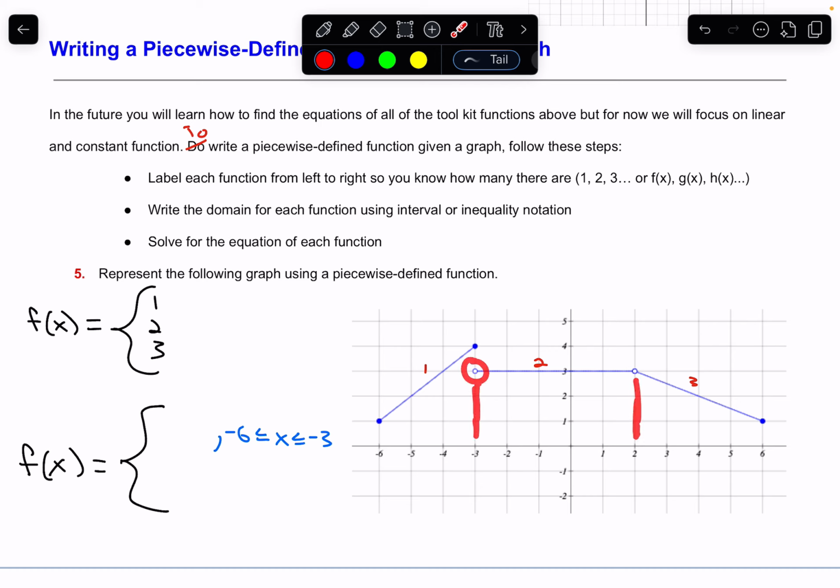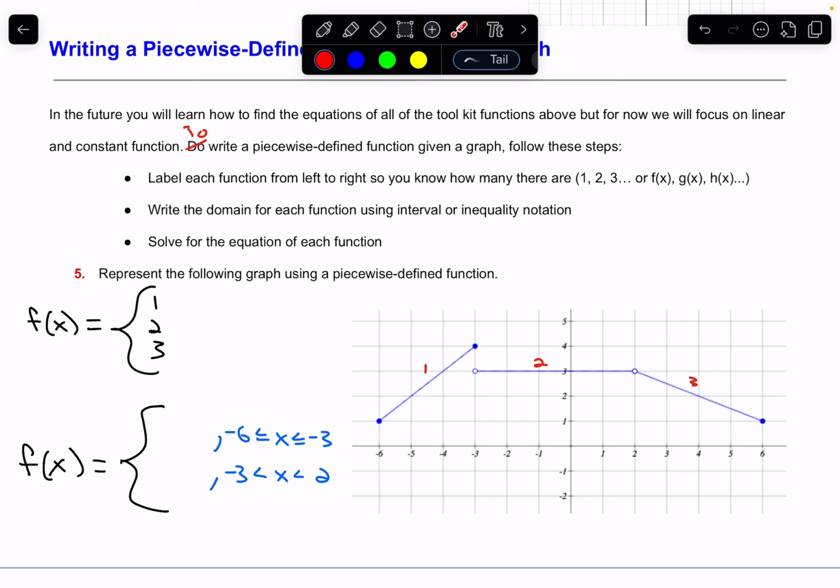Okay, the domain of the second function. Our second function goes from -3 to +2. But notice it's open dots on both sides. So it's parenthesis at -3 and parenthesis at 2, or as an inequality, we can say that this goes from -3 to 2 using less than signs. Notice there's no or equal to part on the less than because we have open dots. So x cannot actually be -3 for this one because it's an open dot there. Instead, the first function uses the -3.